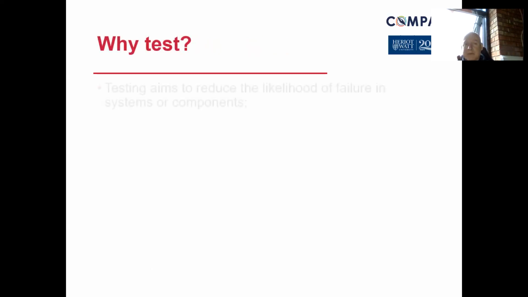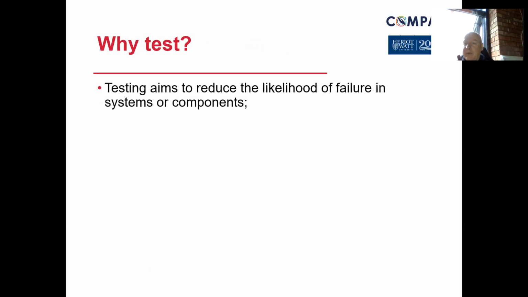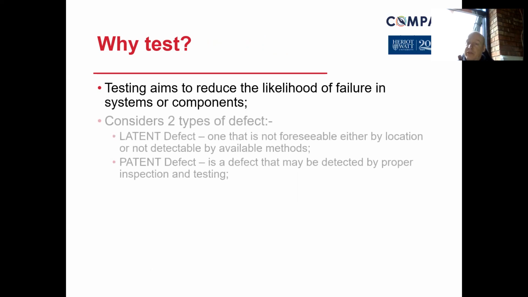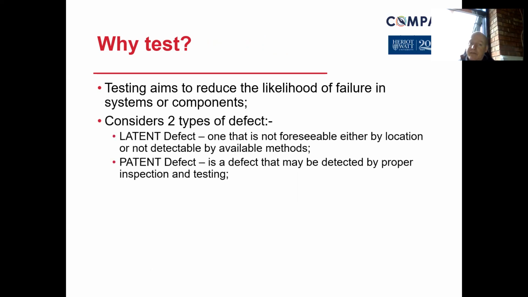So why do we test? Well, we need to make sure that anything we put in place remains fit for purpose. That's the overriding key. But now that we know that things can fail, and we know the symptoms and components associated with it, we need to reduce the potential. So we'll look at the likelihood of it going wrong. That takes account of latent and patent defects. The latent one is not foreseeable either by location or detectable, and you might have to use invasive techniques or non-destructive techniques. And then there's the patent defect, that defect may be detected by proper inspection and testing.